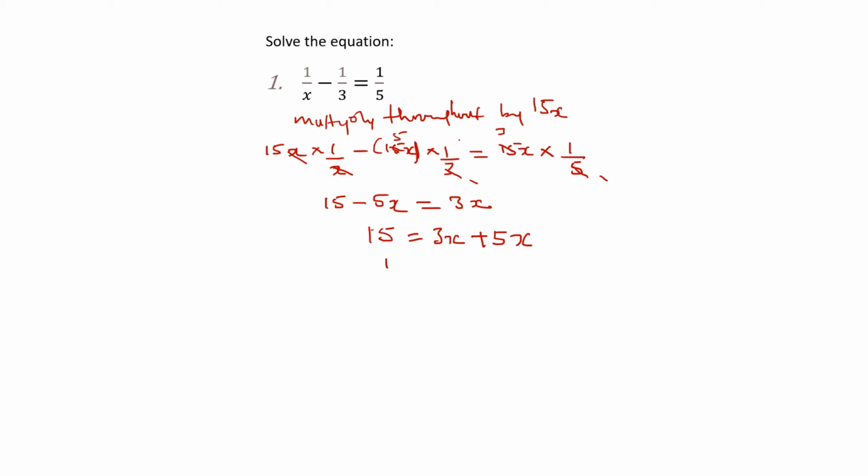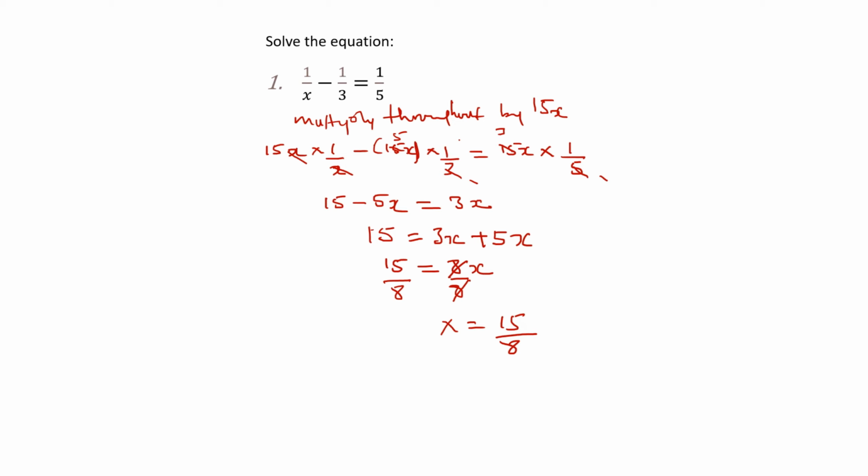So we have now 15 is equal to 3x plus 5x. 3 plus 5 is 8. You add the 2. 3x plus 5x gives you 8x. Since we are finding x, we divide all throughout by 8. 8 cancels 8. We are left with x is equal to 15 over 8. So that's our answer for this first question.